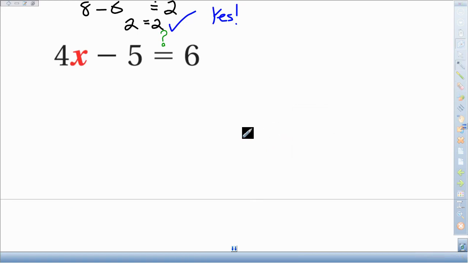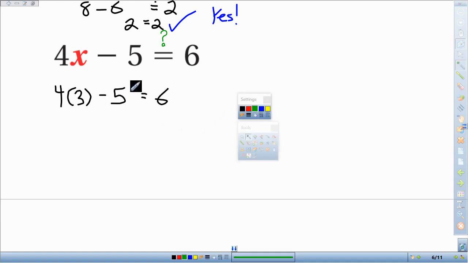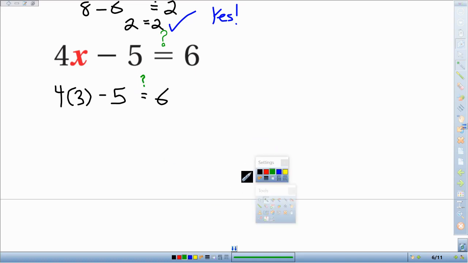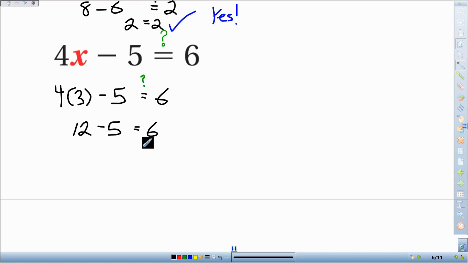Okay, let's try this other one. Again, still plugging in 3 for x. So 4 times 3 minus 5 equals 6. And again, that's the question. Does it equal 6? We'll keep that question mark there. Order of operations: let's multiply first before we subtract. So 12 minus 5. Does that equal 6? Go ahead and do your subtraction here. Does 12 minus 5 actually equal 6? Nope, doesn't look like it. Looks like we're getting 7 equals 6.